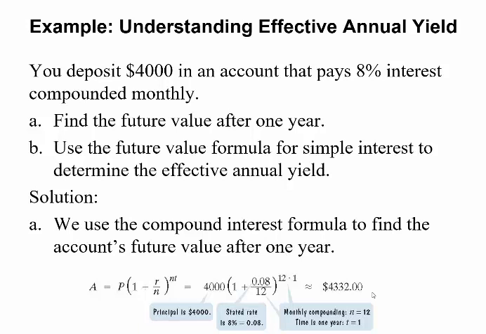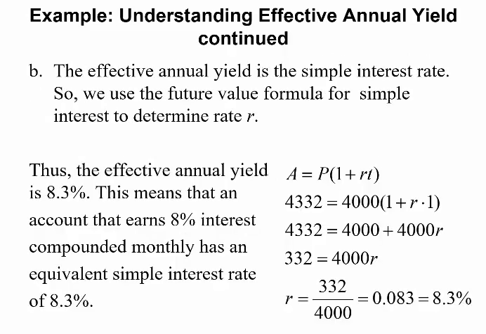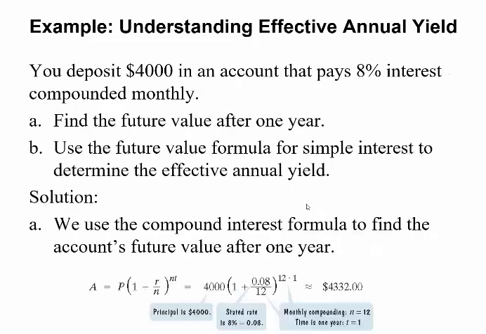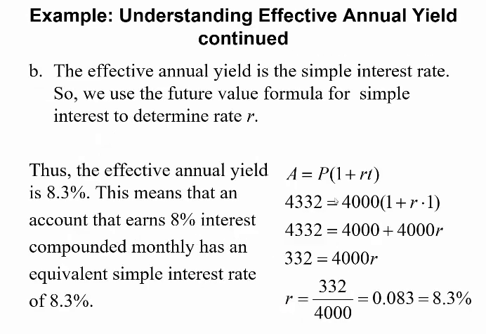So at the end of 1 year, if it was compounded monthly, you would have $4,332.00. Okay, so how do you figure out what the annual yield was? How much interest would you earn if this was just simple interest? Well, the effective annual yield is a simple interest rate. So we use the future value formula for simple interest to determine R. Well, we know at the end of the year you were going to have $4,332 from here. That's equal to your principal times 1 plus R times T. Well, T here is 1 year.